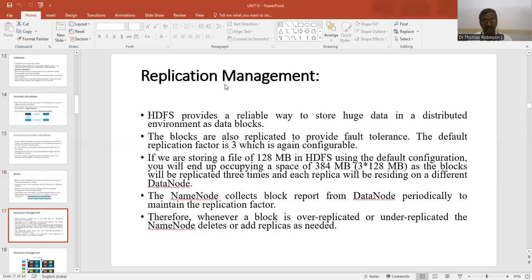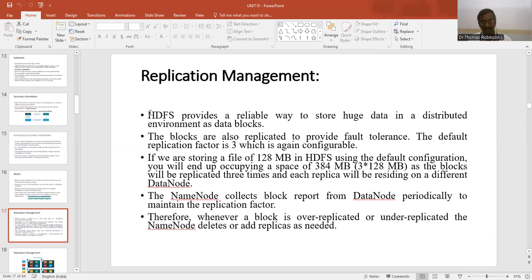Next, we can see about replication management. This is one of the important concepts in HDFS, known as replication management. Replication management means, for example, we have a block of data of 128 MB. This 128 MB of data should be replicated into three places. It will be stored. Normally we know there is the name node and data node in the Hadoop architecture. The data will be stored in three places on the data nodes.